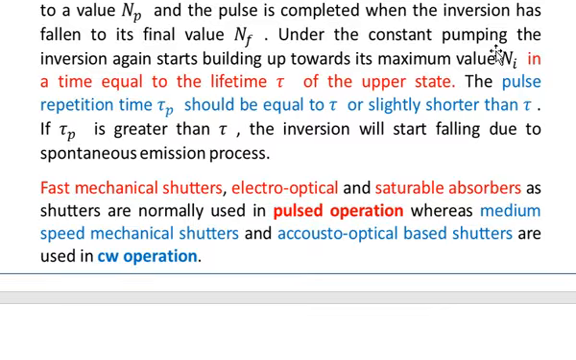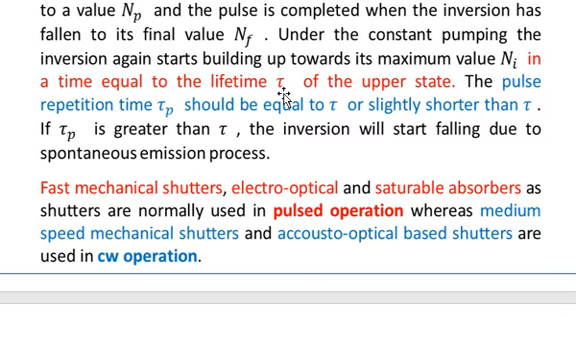So under the constant pumping, the inversion again starts building up towards its maximum value Ni in a time equal to the lifetime tau of the upper state. So this is very important. That is, the inversion will increase up to the lifetime tau of the upper state. And when the pump is pumping the inversion, and the inversion increases for the time tau, which is equal to the lifetime of the upper state, then the Q switch is set in the open state.